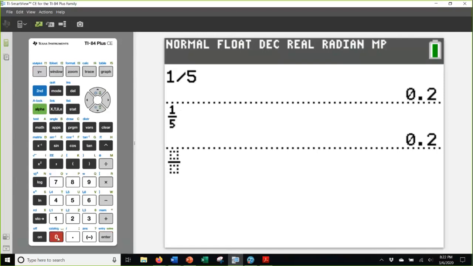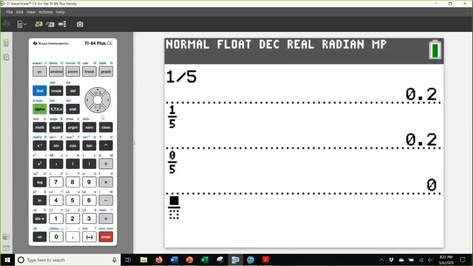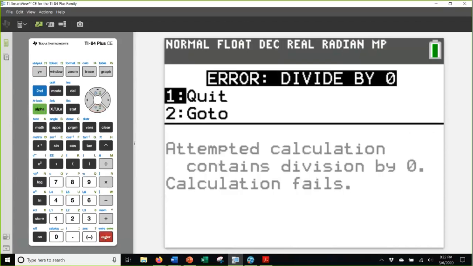So now let's do 0 divided by 5, and we can see that equals 0. And then let's see what happens if we want to put 0 in the denominator. If I do 5 divided by 0, I get an error message. Attempted calculation contains division by 0, and the calculation fails.